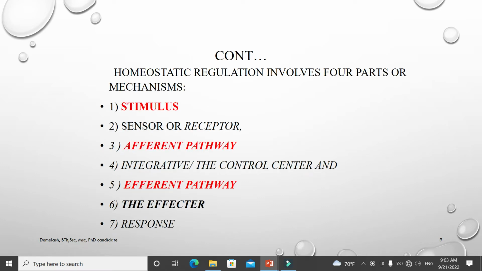But homeostatic regulation involves four parts or mechanisms. First, there should be a stimulus, and this stimulus is sensed by sensors or receptors, and there should be an afferent pathway to the central nervous system. Then in the central nervous system, there is an integrative part or the control part, and finally the efferent part that carries the signal to the effector, so the effector will respond finally.